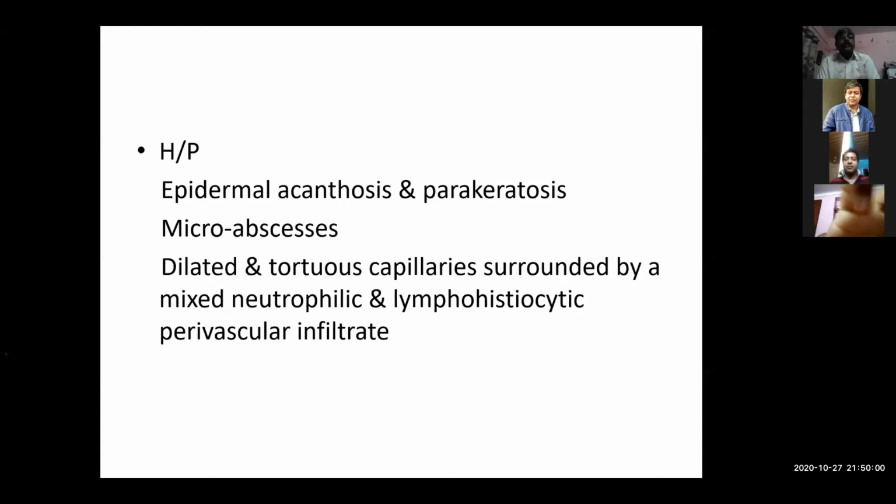What are the classical histological features? Well, in the epidermis, we'll have acanthosis, thickening of the epidermal layers, and parakeratosis. Parakeratosis, in a nutshell, is finding nucleated keratinocytes in the stratum corneum. The stratum corneum, if you remember, is the outermost layer of the skin where you do not have nucleated cells. But here in parakeratosis, you'll have nucleated cells. Microabscesses, also neutrophils, may conglomerate in the upper layers of the epidermis. Capillaries may be dilated and tortuous, surrounded by a mixed neutrophilic and lymphohistiocytic infiltrate.